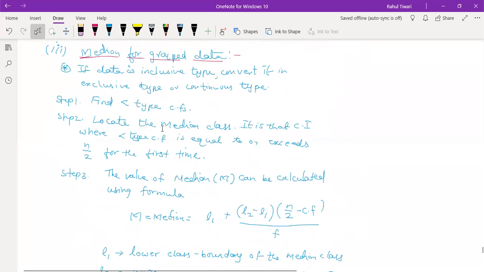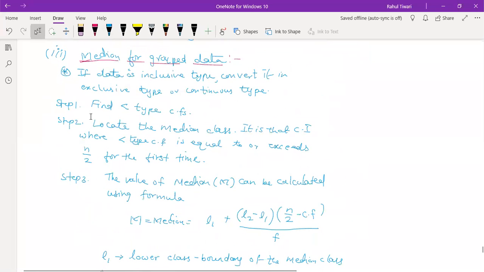I hope you have gone through the steps to compute the median for the group data. I'll repeat once again. Whenever we have data of the inclusive type, which is a discontinuous type, first we convert it into exclusive type, that is, continuous type. This is compulsory. This is the first note which you must always make. And then your steps start from here.